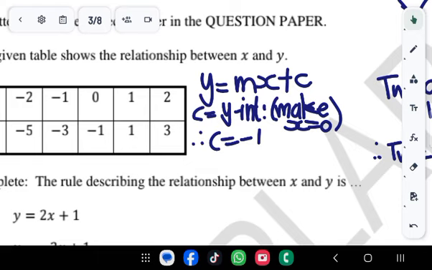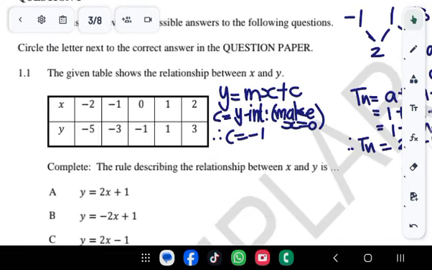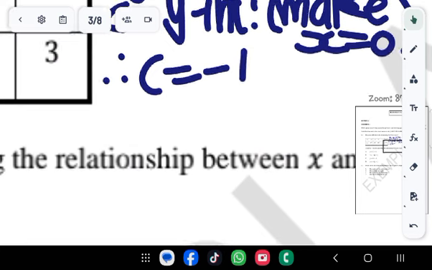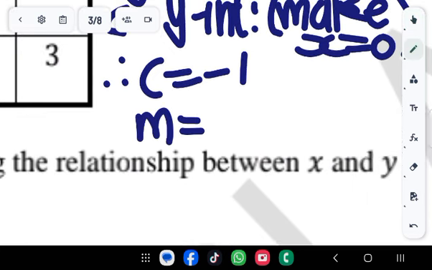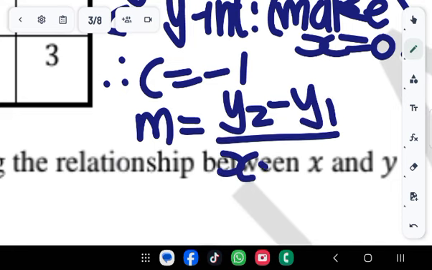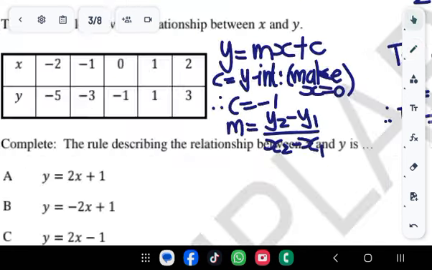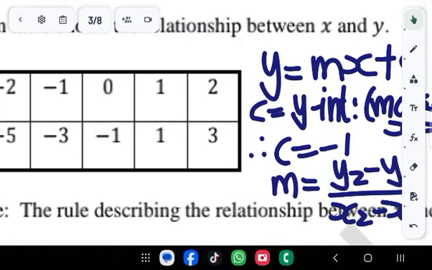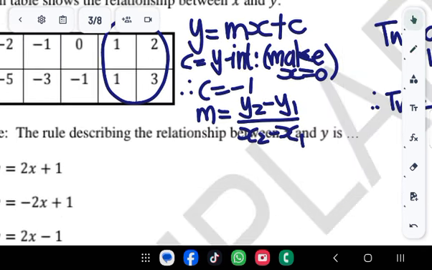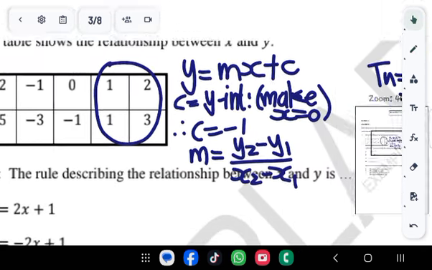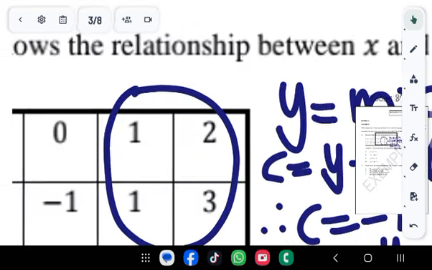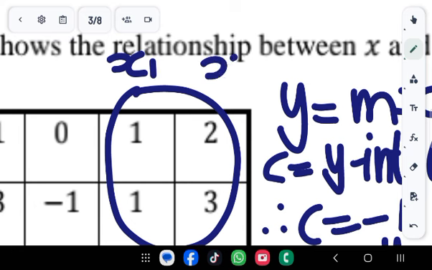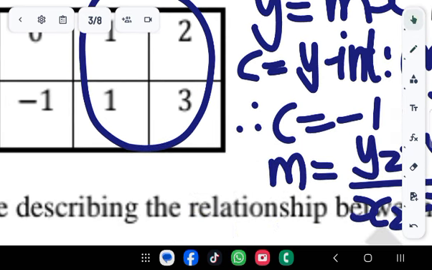All right, good. Now let's figure out what the gradient is, which is m. Here is the equation for the gradient. It goes y2 minus y1 over x2 minus x1. We choose any two points. We're going to choose these two, and those two points will give us whatever gradient we're looking for. So now this will be x1 and that will be x2, and this one will be our y1, and that one will be our y2.